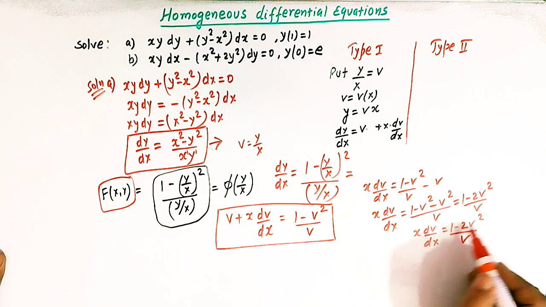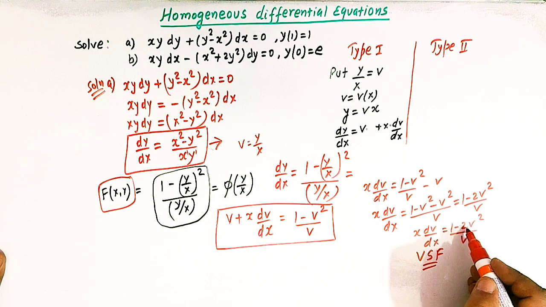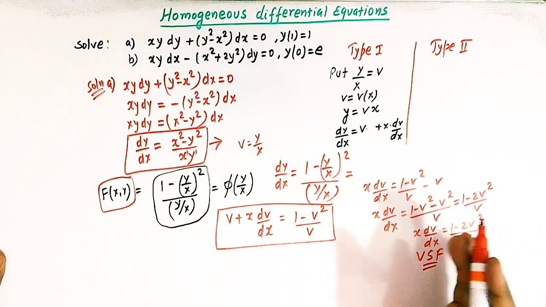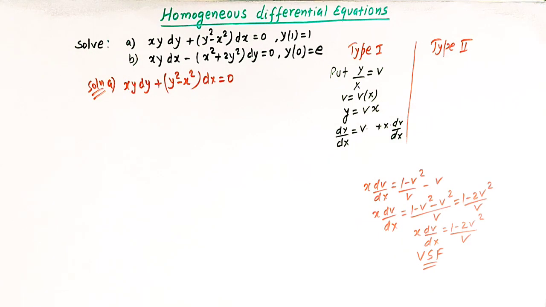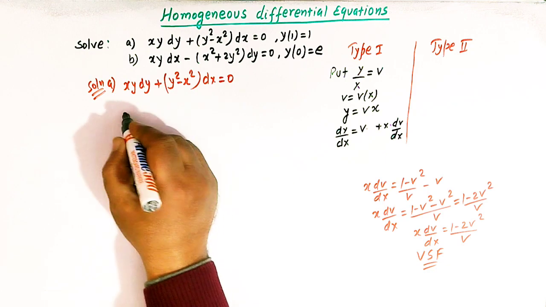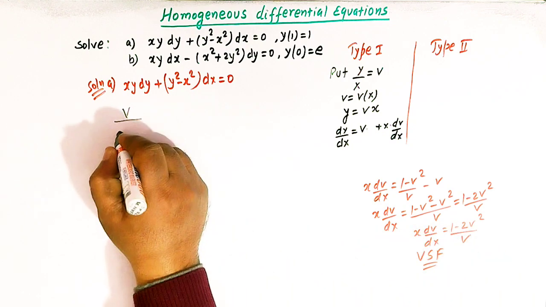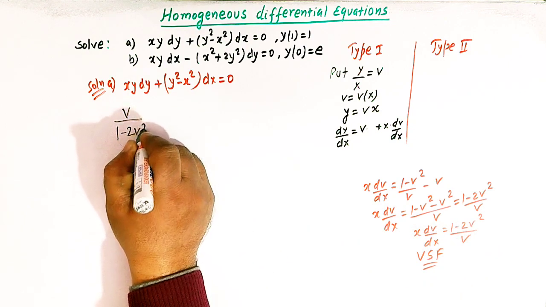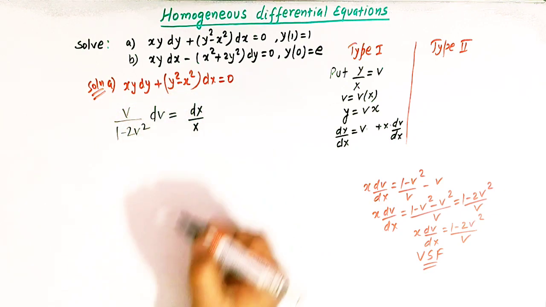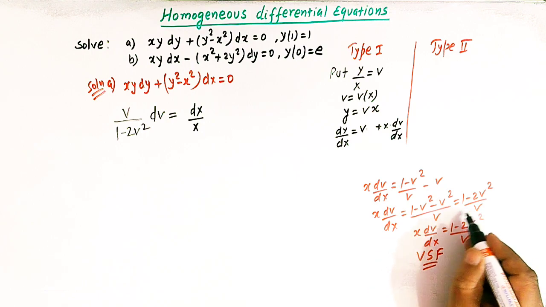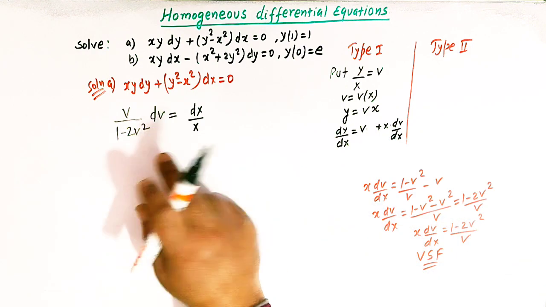Now here we have a variable separable form. So we can separate the variables, that is v on one side and x on another side. So now separating the variables here, we can write v over 1 minus 2v square dv is equal to dx over x. So what we have done here, we have taken all the v's to the left hand side and all the x to the right hand side.